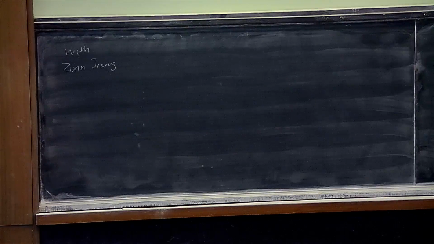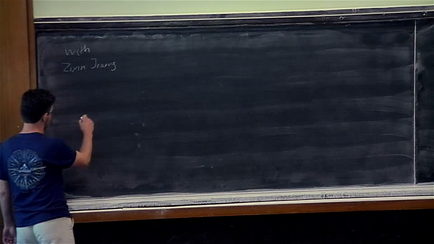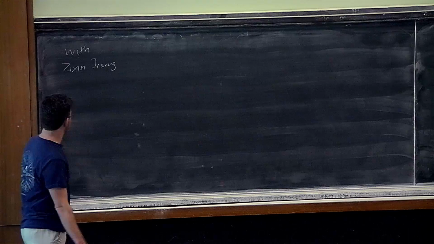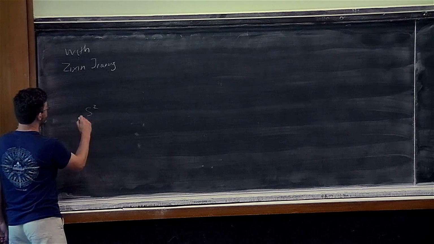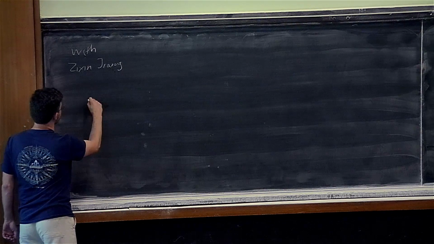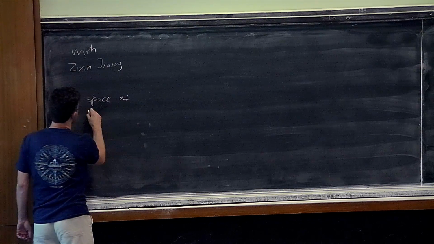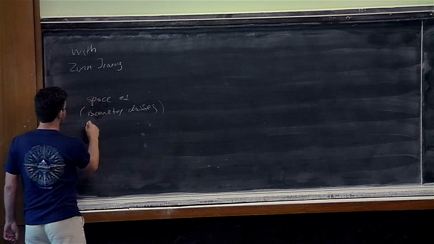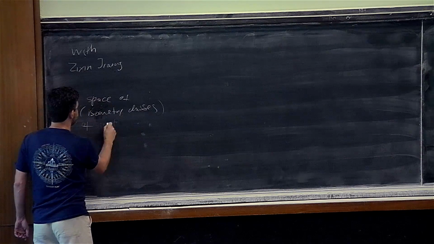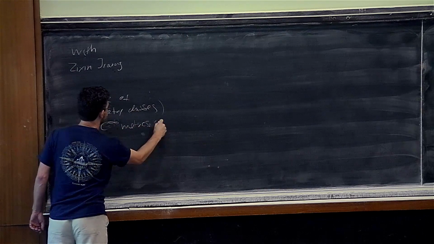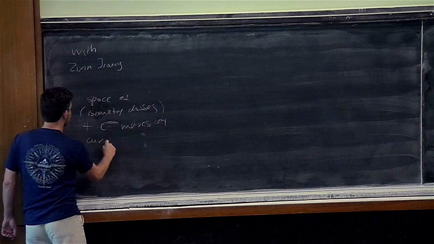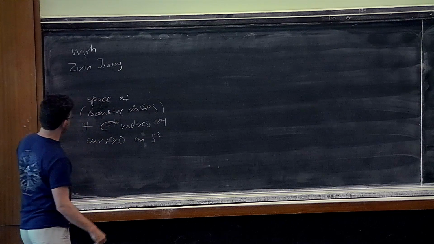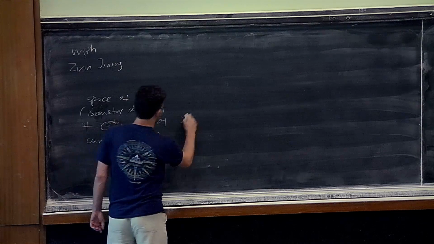For a while, I was thinking about this. I was trying to understand spaces of non-negative curvature metrics on surfaces. Let's consider the simplest surface, S2. I want to understand the space of, let's say, isometry classes of C infinity metrics of non-negative curvature on S2. And I want to put a Gromov-Hausdorff topology on it.